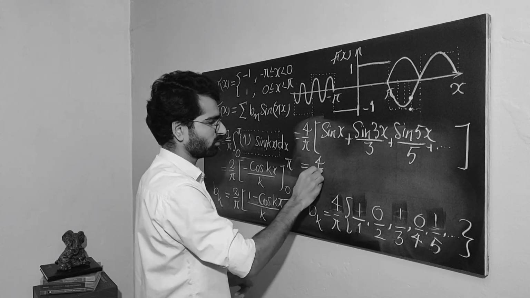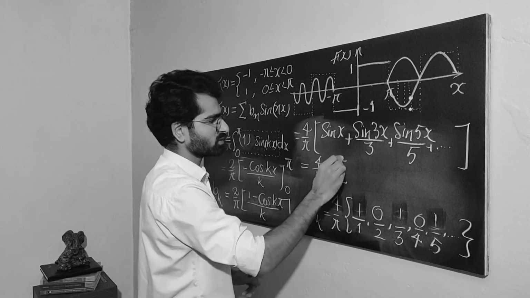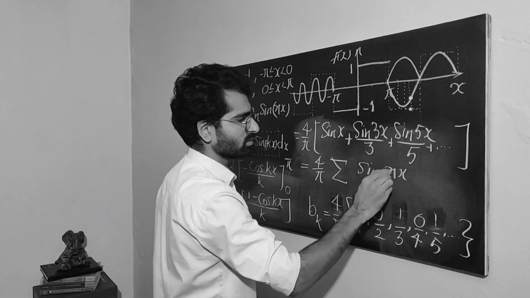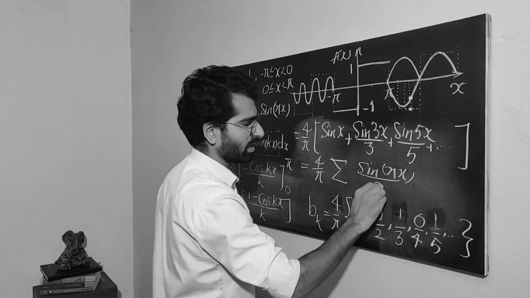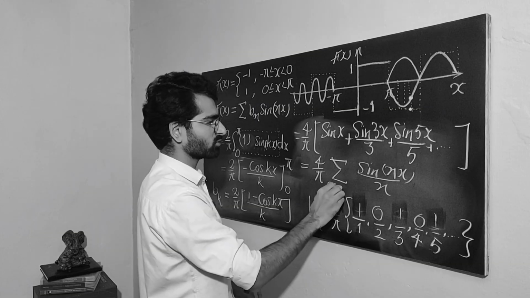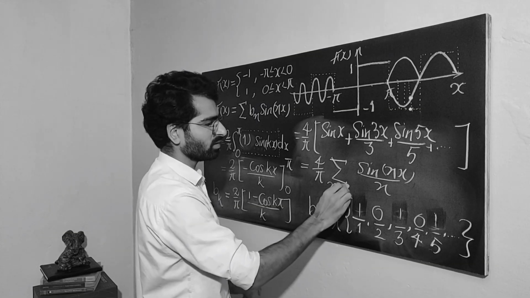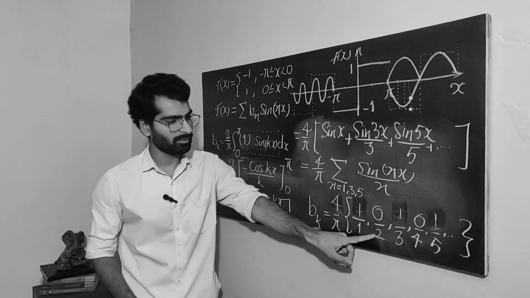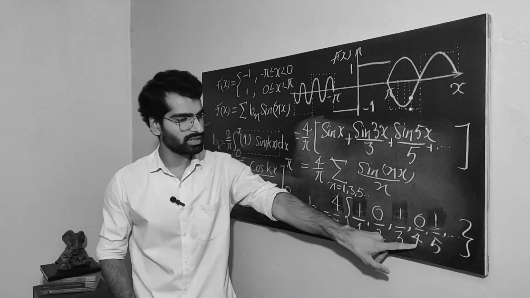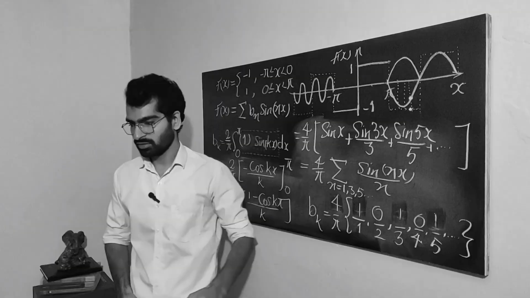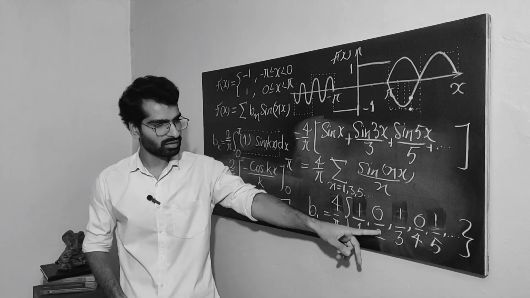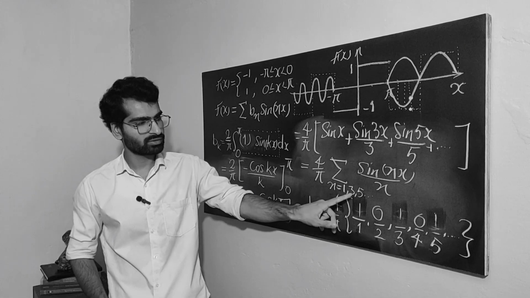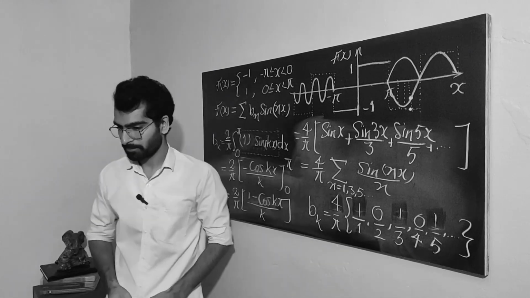It is 1 over 4 pi and summation of sine of nx divided by n, and this n starts with 1, then 3 and 5, moves like that, because amplitudes for B2 and B4 and for even ones are 0, so it goes like 1, 3, 5, 7, 9.